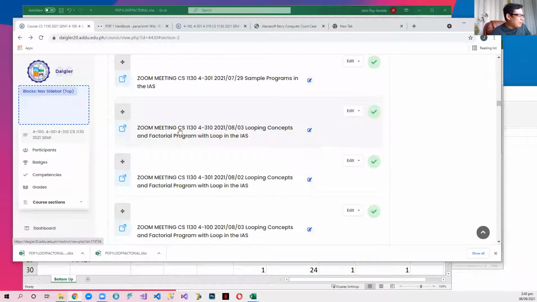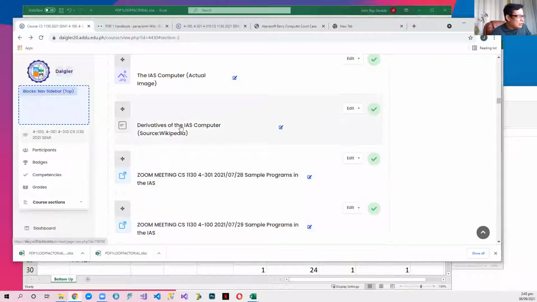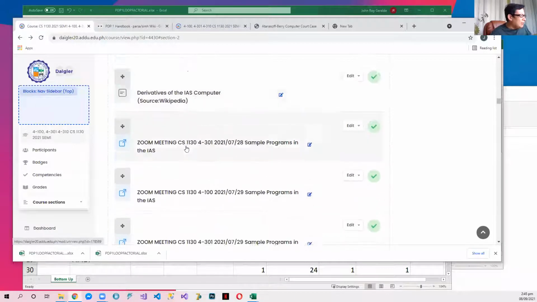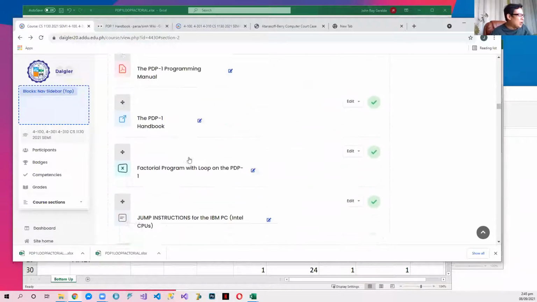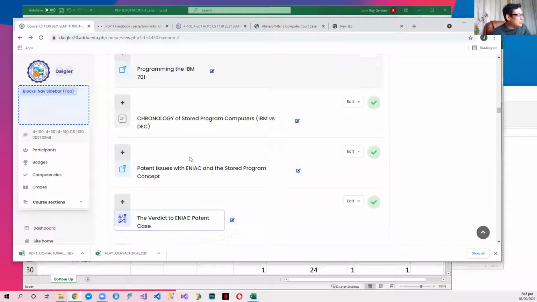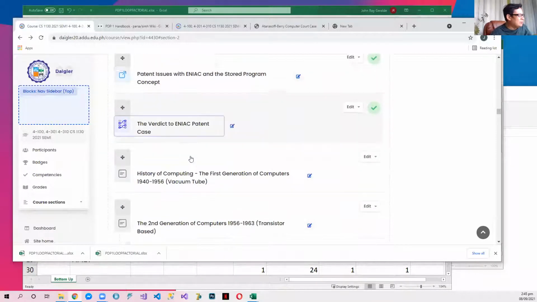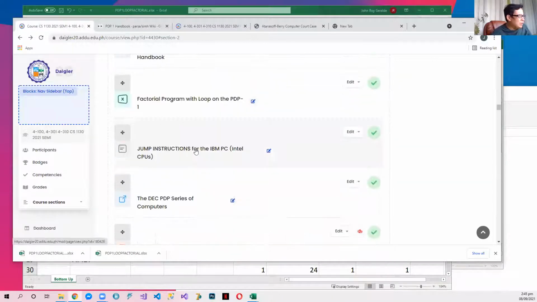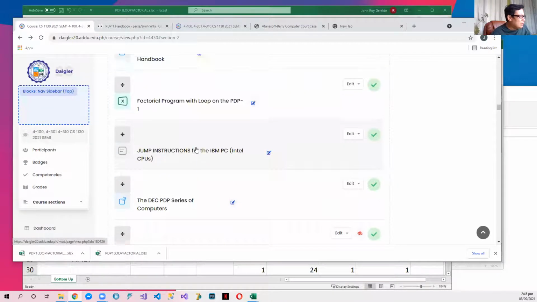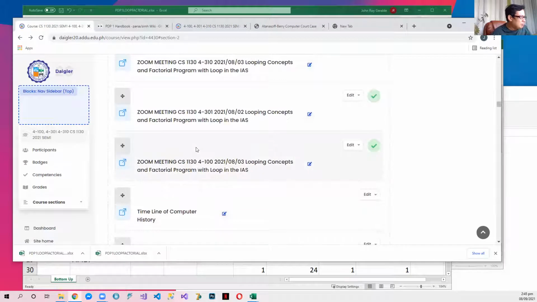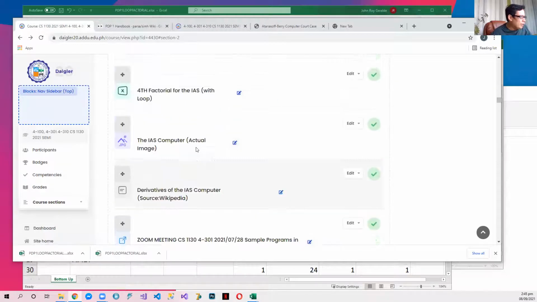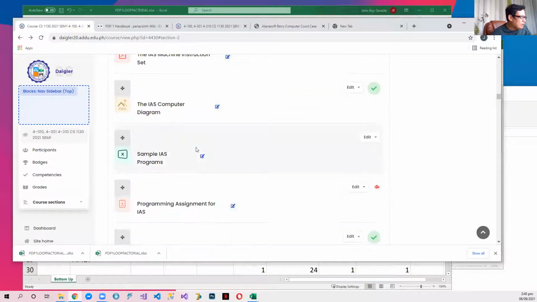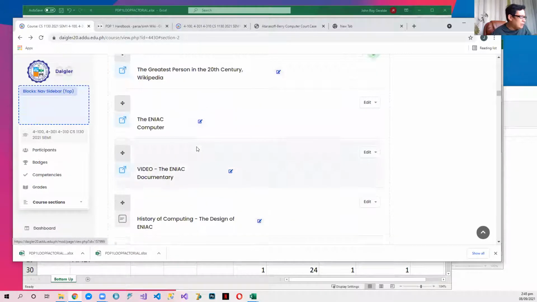Si Atanasoff Berry pala ang original inventor of an electronic computer. And I'd like you to look at the video, no, on how he invented, because this is already a very important, a very important invention, the ABC computer. Do we have that? There's a video on the ABC computer.